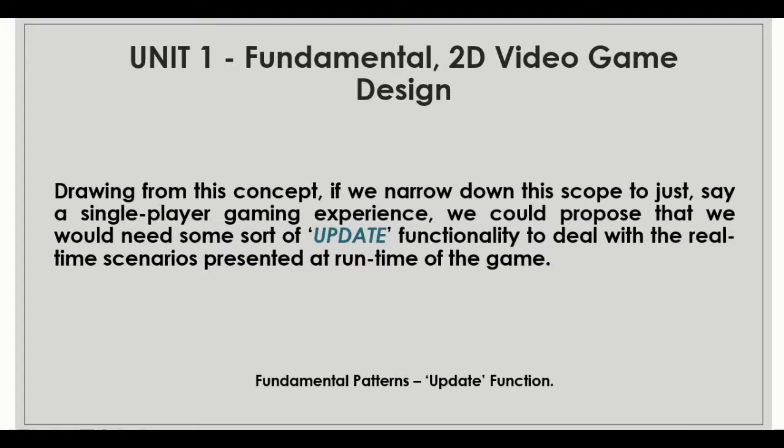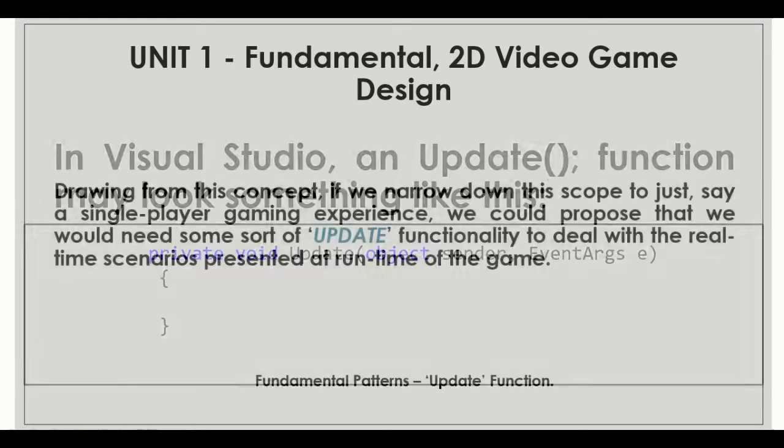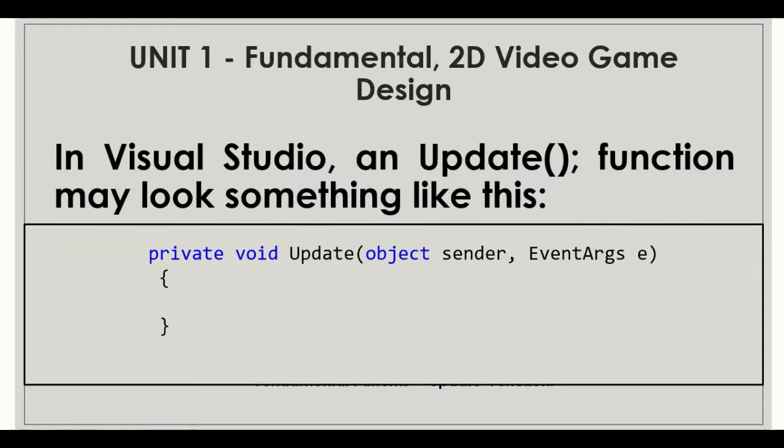So, what is an update function, you may be asking? An update function is this kind of concept of having a recurring functionality at every instance of runtime in your game. And what this allows for is a sort of guarantee that at every frame, every instance that your game is running, you can execute some kind of functionality based on some predicate, some kind of precondition being met.